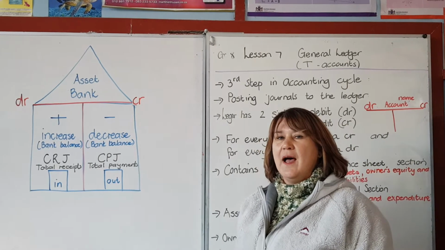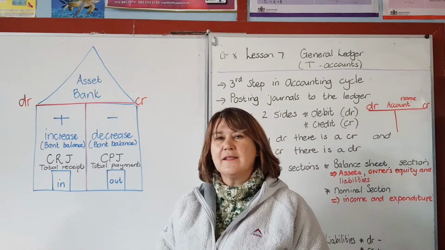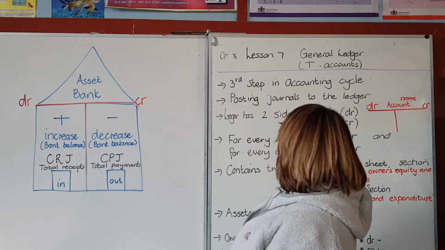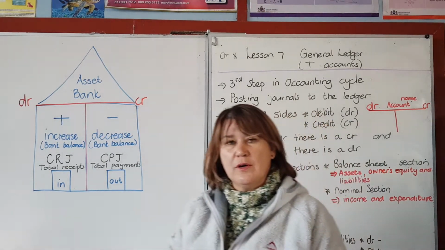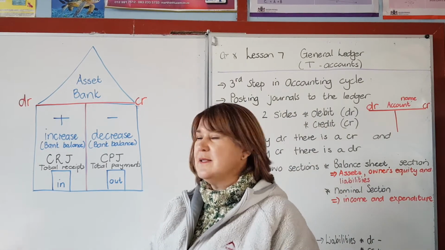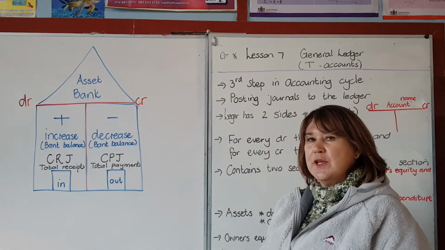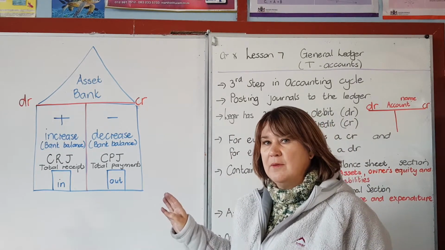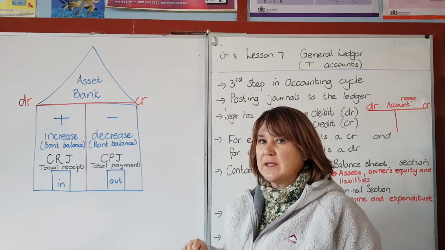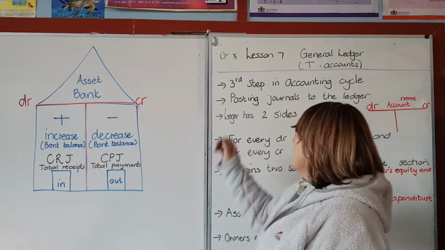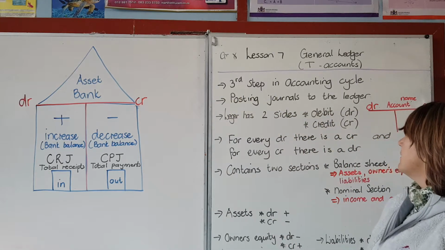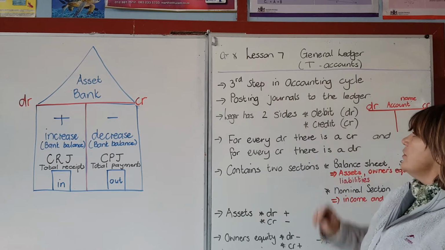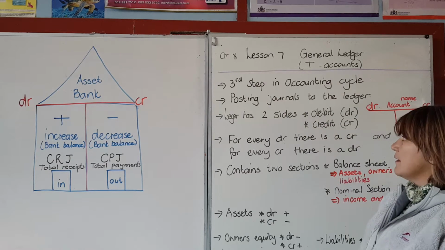Boys and girls, I need to go on with the accounting, but we need to do the general ledger, also named the T accounts. I'm just going to give you a few things that you need to know, please. So you have to go and study that, all right? The first thing is the general ledger is the third step in the accounting cycle.